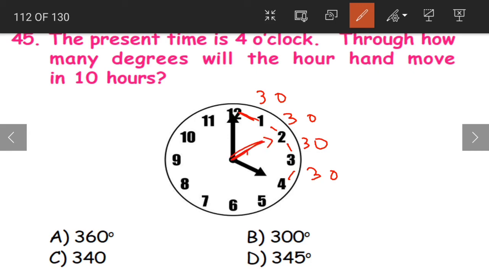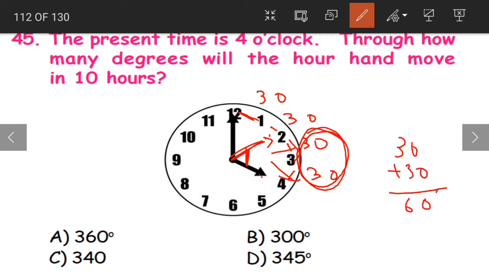So what are we going to find out here? This angle. So from 2 and 4, we are having two numbers. So what is the angle covered? 30 plus 30 is equal to 60 degrees. This angle is 60 degrees. Now is this our answer? No. We want to find out this one, this green part.